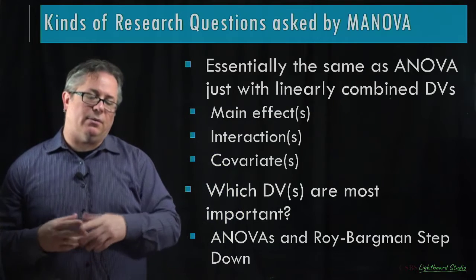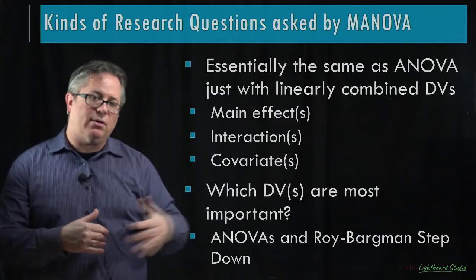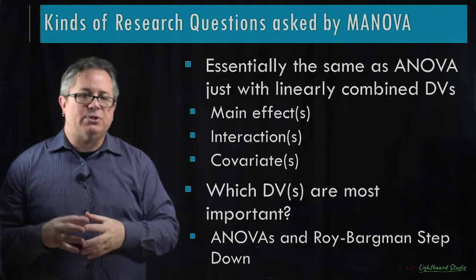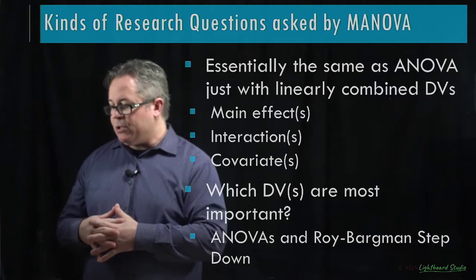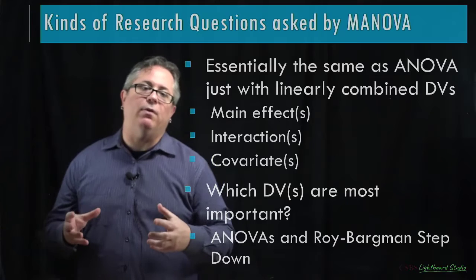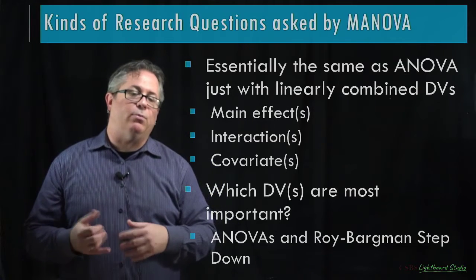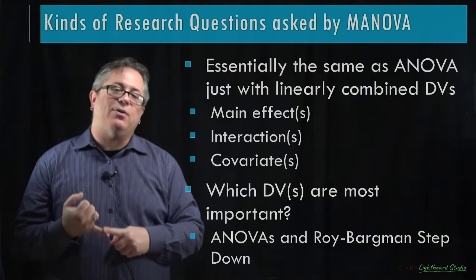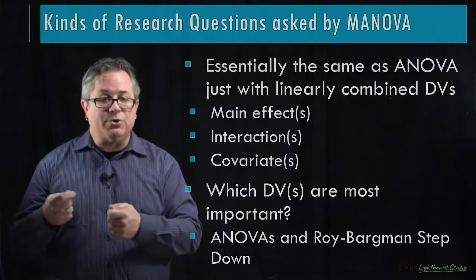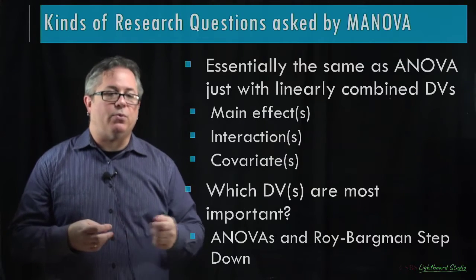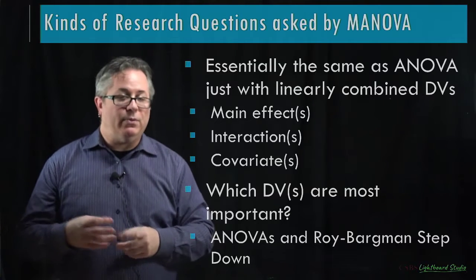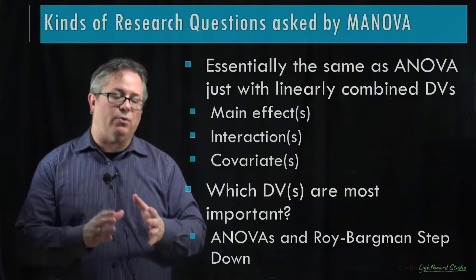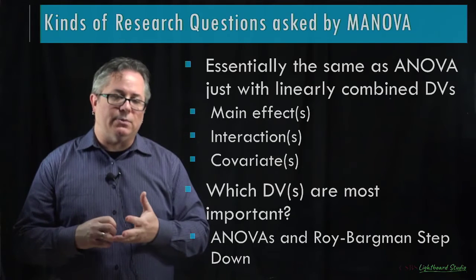But additionally, something extra relative to ANOVA, you can also ask questions like, which DV or which DVs are most important? Because you have multiple DVs, when you find a significant MANOVA, you can then follow that up with multiple ANOVAs to figure out on which DV the groups are actually different, and which ones are important in differentiating between groups. And you can also do something called a Roy-Bargmann step-down procedure that will help you do that exact same thing, but also help to control for the correlations among the DVs as you look for the relative importance. We'll come back to talking about that in a little bit.